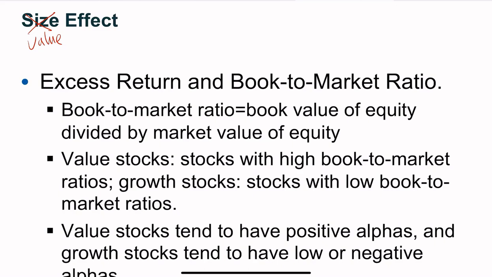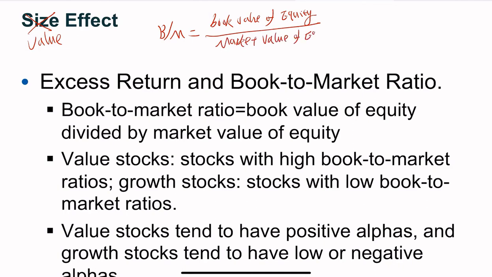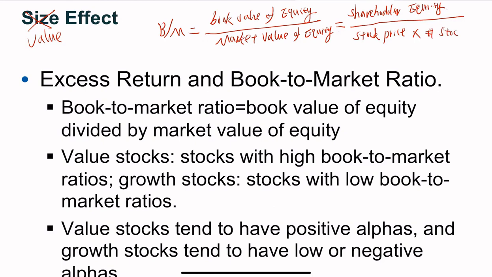Now, first, let's define the book to market ratio. The book to market ratio equals the book value of equity divided by the market value of equity. How do you get the book value of equity? Well, the book value of equity is really the shareholders' equity, which is given by the balance sheet. How do you get the market value of equity? Well, it's really the stock price times the number of shares. So this is how you calculate the book to market ratio.